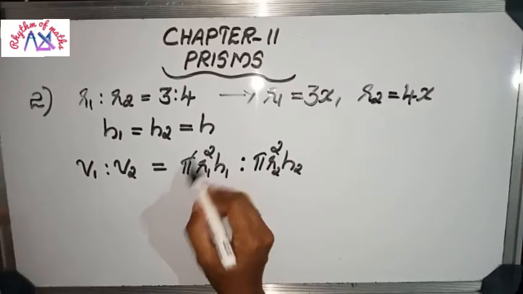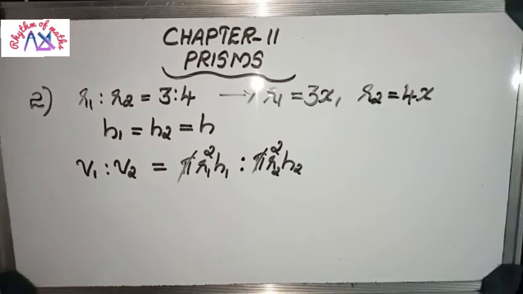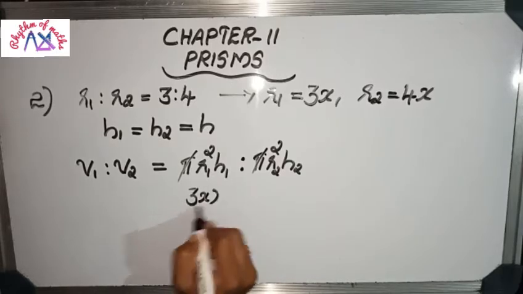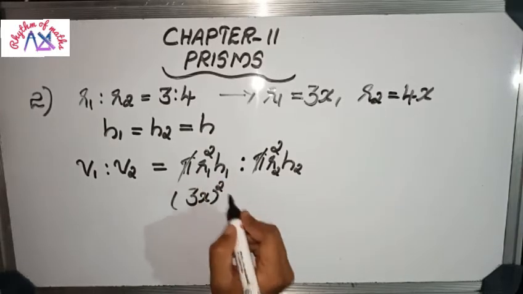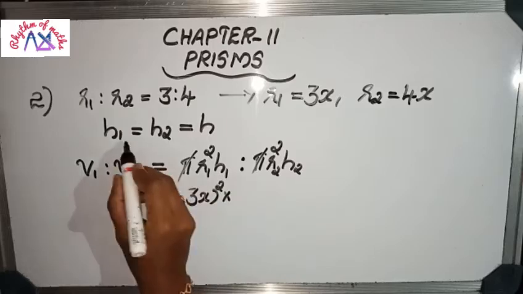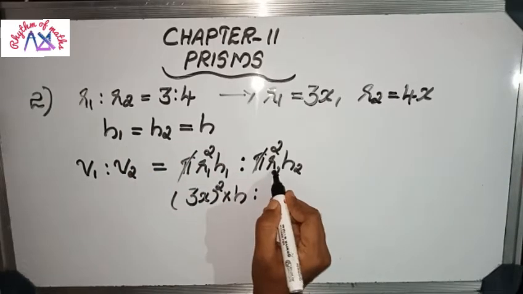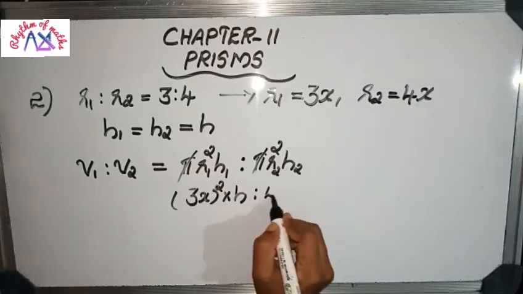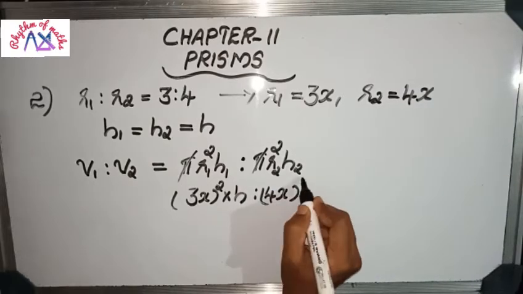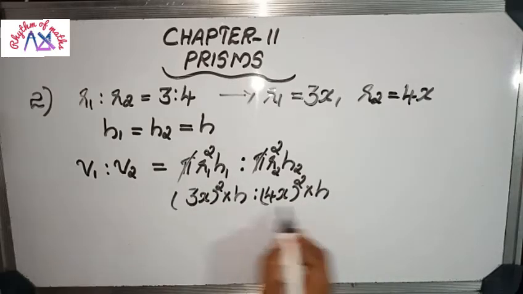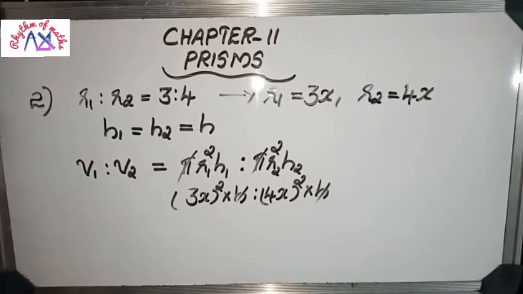Now here pi and pi we can cancel. Now let's apply the values. R1 is what? 3x. So 3x whole square, because it is R1 square, into H1. H1 is what? H. Next is R2. R2 value is 4x. So 4x whole square into H2, which is the same H. Now from this H and H we can cancel.